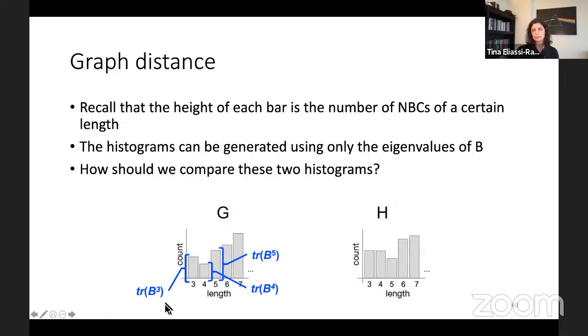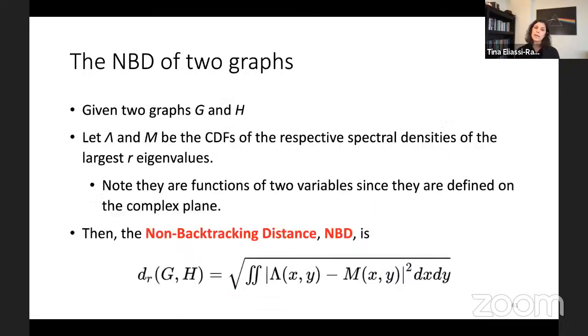the eigenvalues. So then the non-backtracking distance of two graphs is as follows. We are going to compute the cumulative density function of the respective spectral densities of the largest R eigenvalues of G and H. I don't want to find all the eigenvalues. There's no reason for me to find all the eigenvalues of G and H. And then I'm just basically going to measure the Earth mover distance between these density functions. And now the question is, this R is a hyperparameter, and how would I pick it?